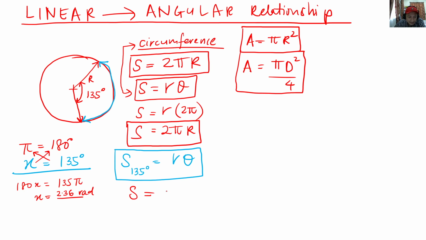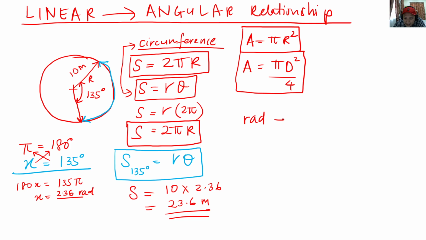S is equal to radius. What is the radius? Let's say I'm giving the radius as 10 meter. So 10 multiplied by 2.36, we get 23.6 meter.